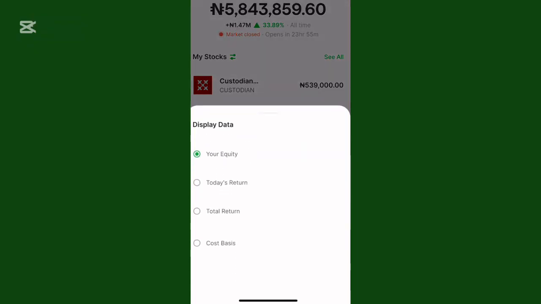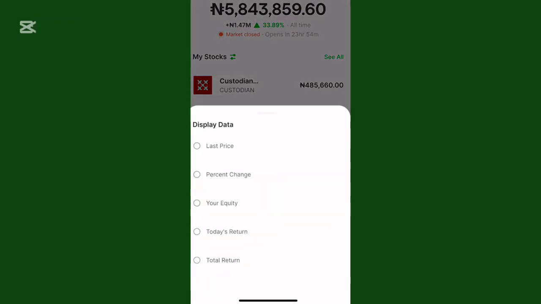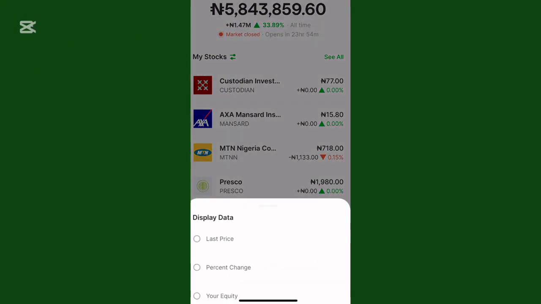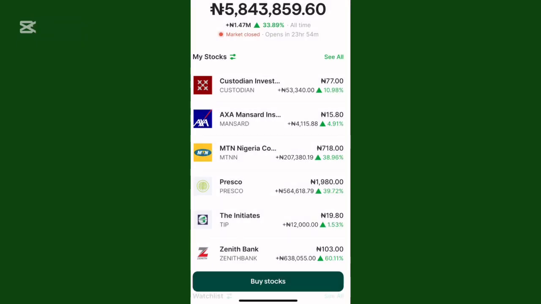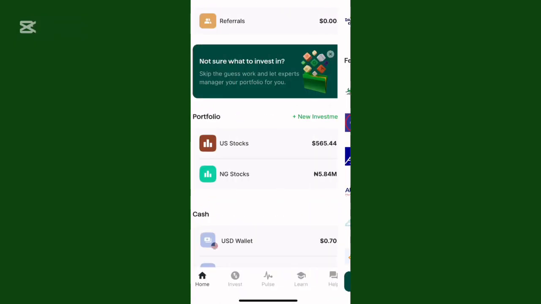So let's do a quick simulation. You have cost basis. This is how much you invested in each stock. So for MTN, this person invested over 532,159.8 kobo. And if you click on equity, this is how much the person now has: 739,540. And that is why you can see that the addition that is made is 207,380. So that is that about the Bamboo app.